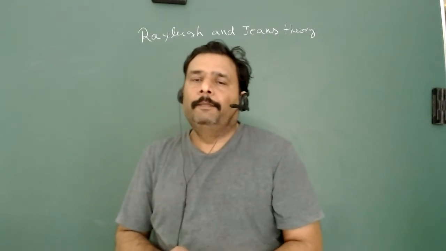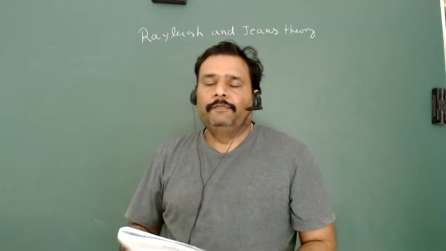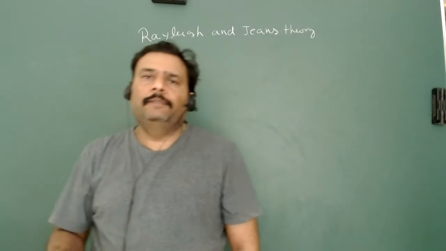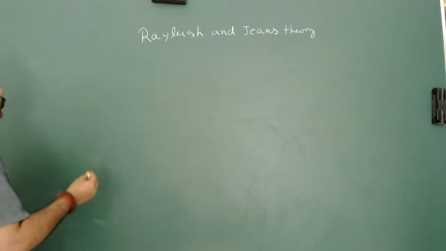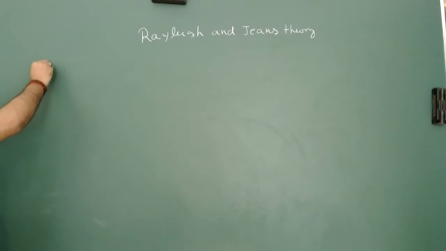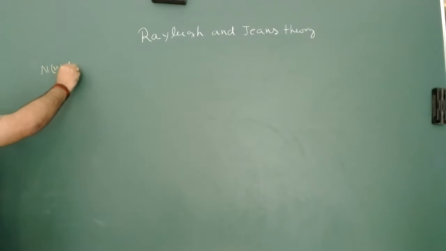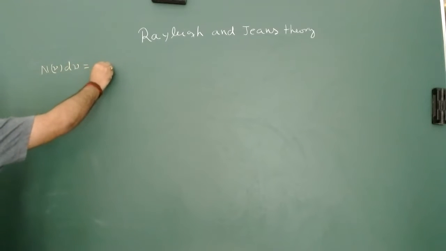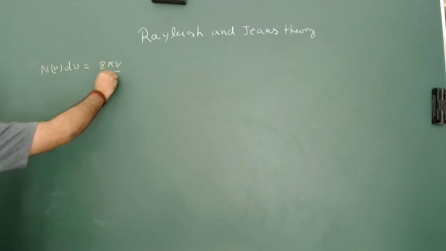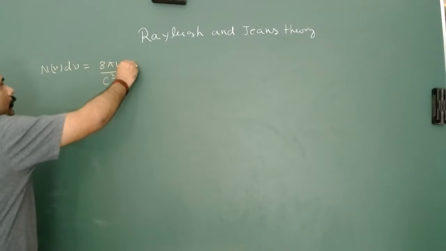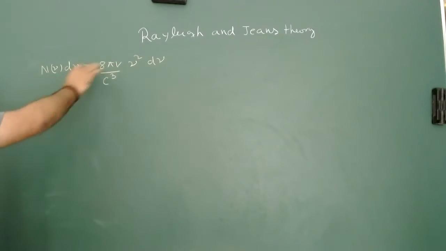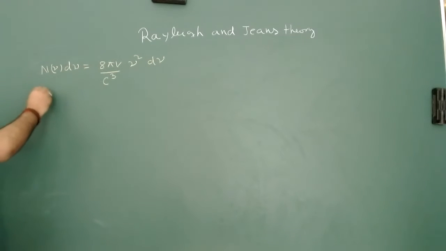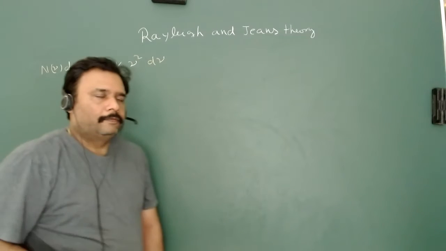So in the last class, we calculated the number of modes between frequency nu and nu plus d nu in some cubical volume V. So what was the basic formula we found? We found n(nu) d nu is equal to 8 pi V upon c cube times nu square d nu. And if we divide by V, then this will be the number of modes per unit volume.